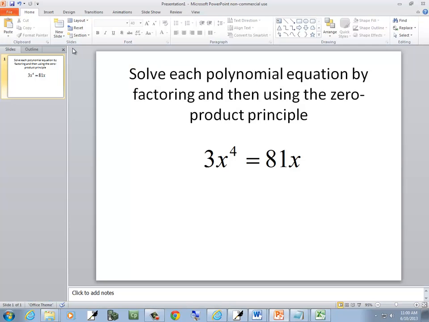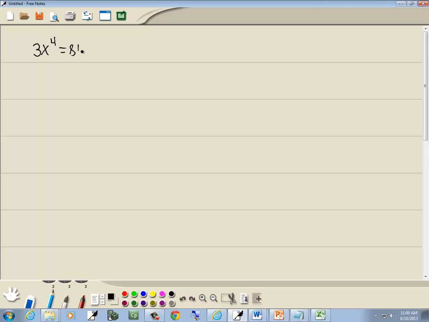So we've got 3x to the fourth is equal to 81x. Now the first thing is, for the zero factor property, you have to have 0 on one side. So I'm going to take the 81x over to the left side. The reason I take it to that side is I want the number in front of the x with the largest power to be positive. So we've got 3x to the fourth minus 81x equal to 0.